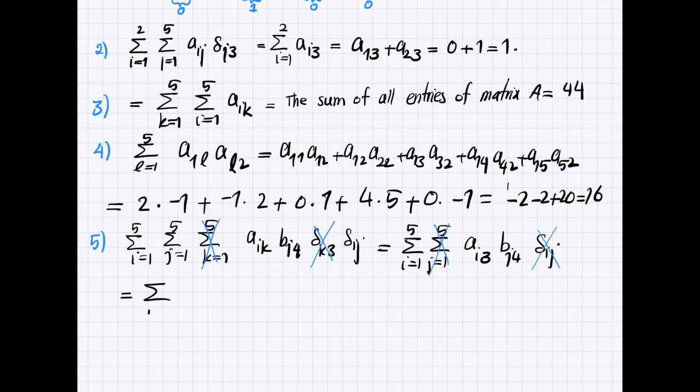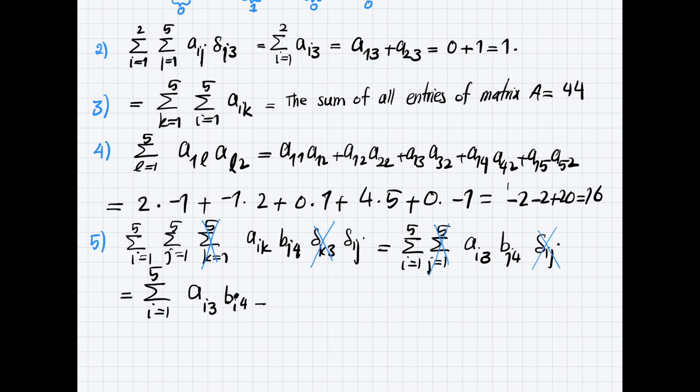Let us repeat it again. So sigma i from 1 to 5 is left, A i3 and B j4 are left, yes? But because I am eliminating the sigma over j, I need to look at the delta. The second index is i, so there shouldn't be j left. j should be replaced by i. So I go here, take this i, j away and write i. Yes? And now everything is in order.